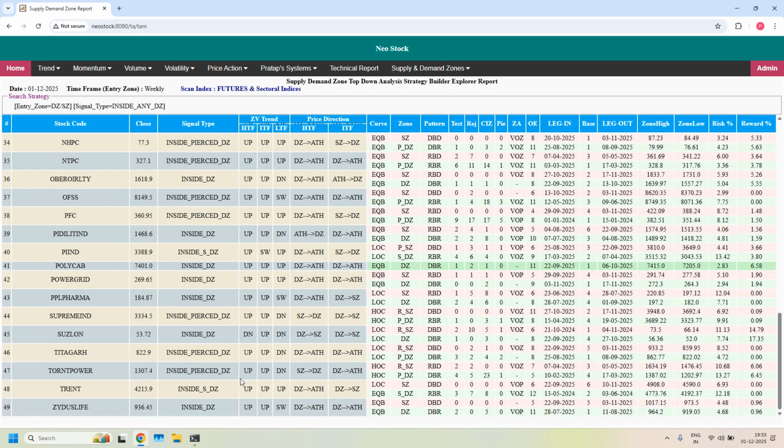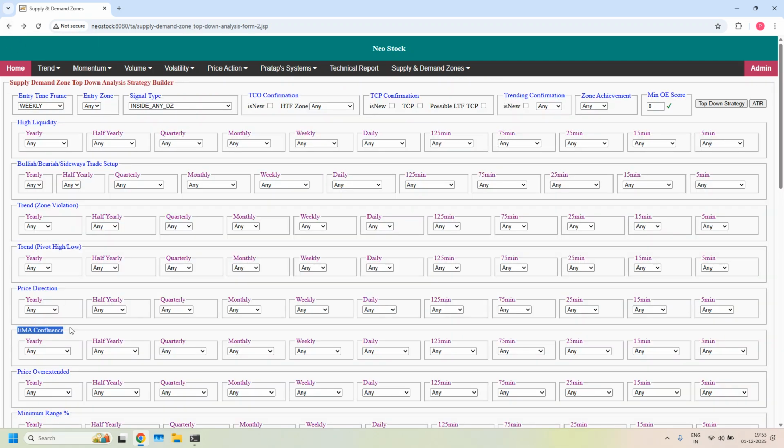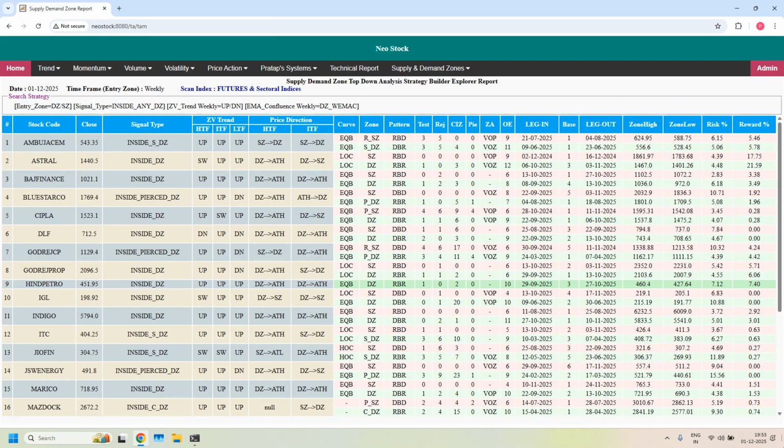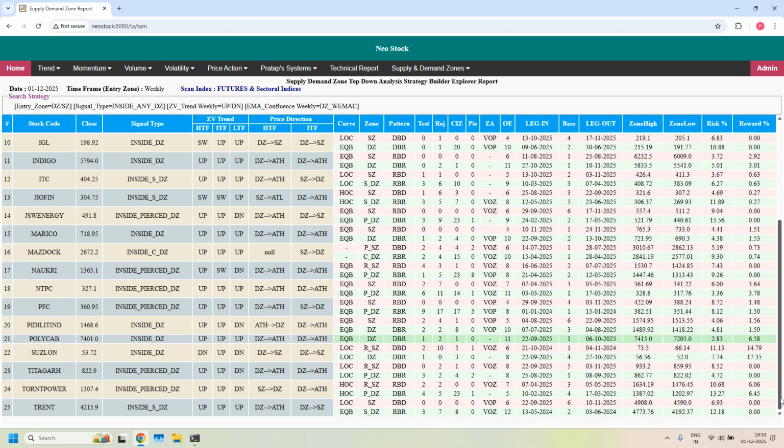We can again apply EMA confluence on these 49 weekly demand zones. That is EMA confluence, weekly demand zone having weekly EMA confluence. At the same time, trend on the weekly should not be sideways. Now we got a reduced list. First 16 stocks in the list. Scrolling the list down. Total 25 stocks are filtered.